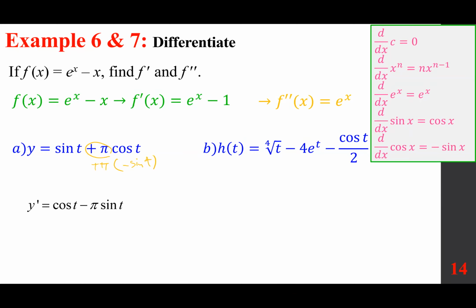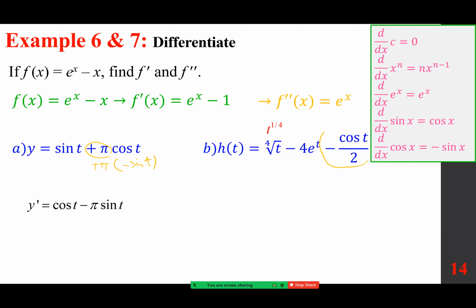To differentiate the next piece, first let's change the fourth root of t to t to the power of 1/4, so we can use the power rule. So the first one becomes 1/4 t to the power of 1/4 minus 1. The second piece is itself minus 4 e to the power of t.